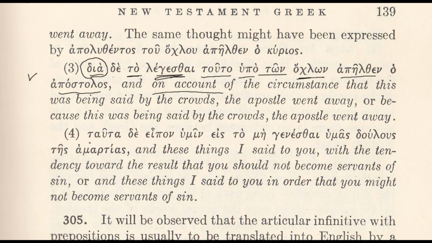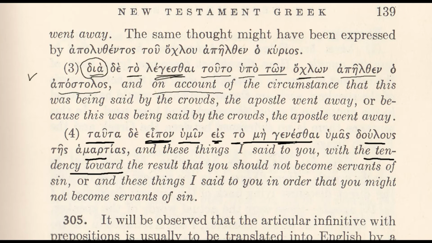The last of the examples that he provides is here: tauta de eipon humin, eis to me genesthai humas douloi tes hamartias. Tauta, these things, de, and or but, and these things, eipon, I said, or they said, could be either one, humin, to you. Eis to me genesthai. All right, well, eis, of course, is into, takes the accusative, here's the article, into the act of, or for the effect of, you see.